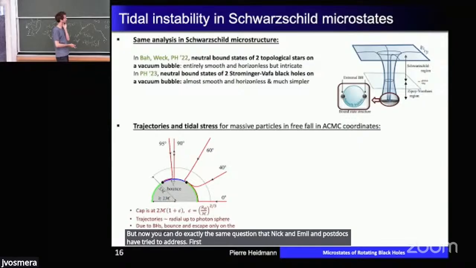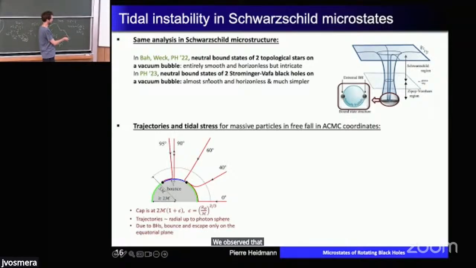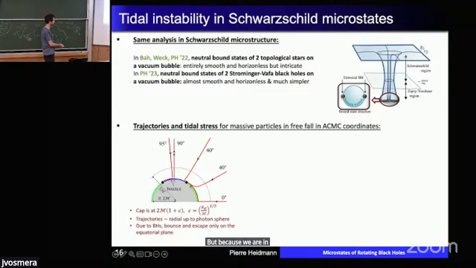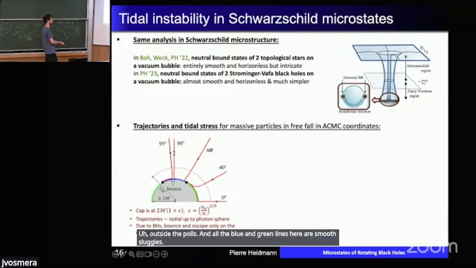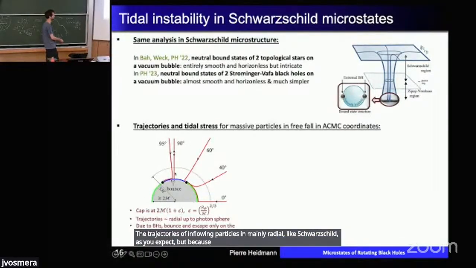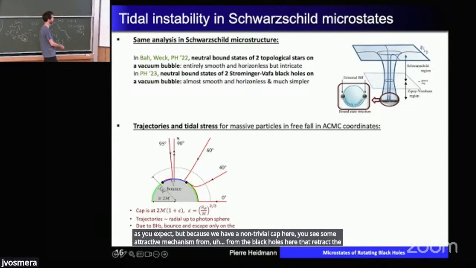First, we discuss what the trajectories of infalling particles are. Just to specify, this geometry is pretty weird because we took the ACMC coordinates of the system. So the points here are the black holes, but because we are in ACMC coordinates, they have been pushed back outside the poles. And all the blue and green lines here are smooth locus. So trajectories of infalling particles are mainly radial, like Schwarzschild, as you expect. But because we have a non-trivial cap here, you see some attractive mechanism from the black holes that attract the particle. But you can also bounce on the bubble non-trivially.